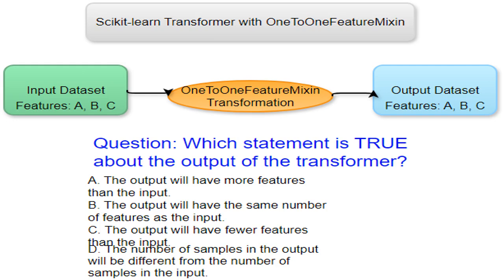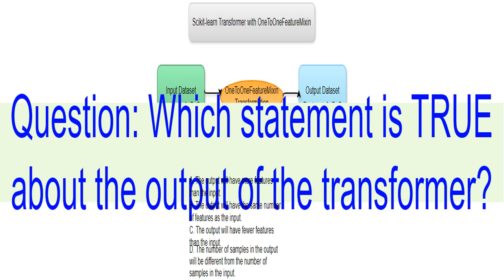This is incorrect. I'm not losing any information during this transformation. This is also incorrect. The number of rows, samples, remains the same. Only the features are being processed, not rows.